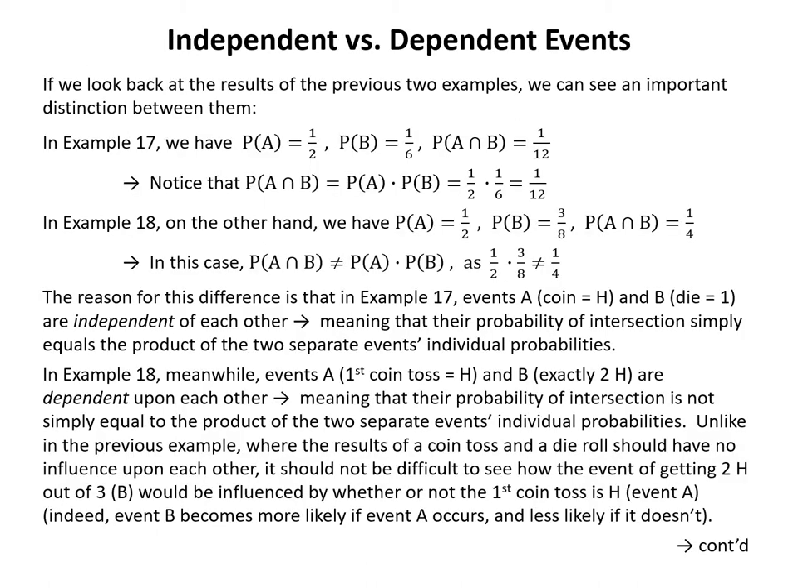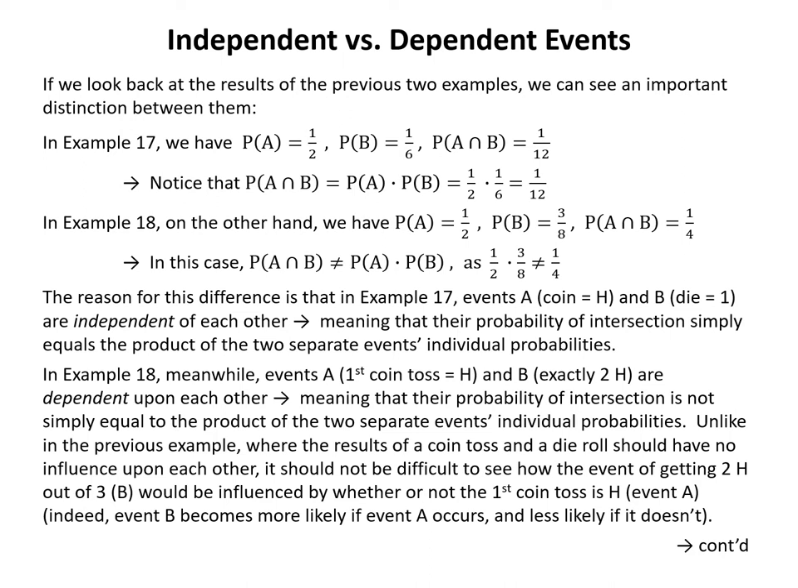If we look back at the results of the previous two examples, we can see an important distinction between them. In example 17, we got probability of A equals 1/2 and probability of B equals 1/6, and the probability of A intersection B equals 1/12. Notice that in this case, the probability of the intersection of A and B equals the probability of A times the probability of B. In other words, 1/2 times 1/6 equals 1/12.